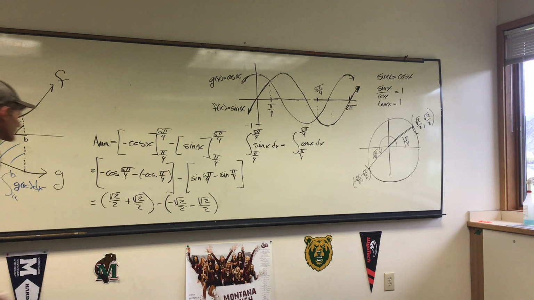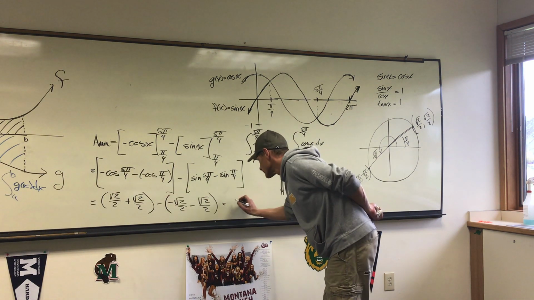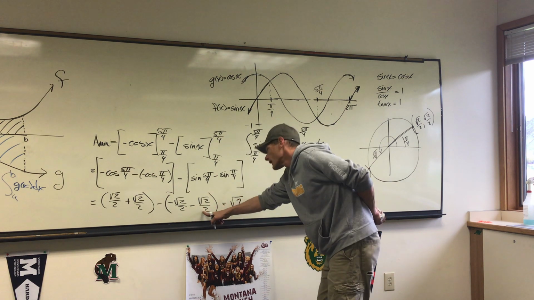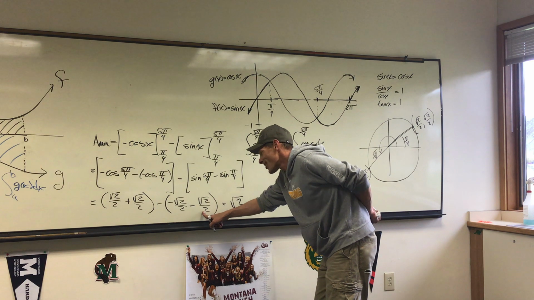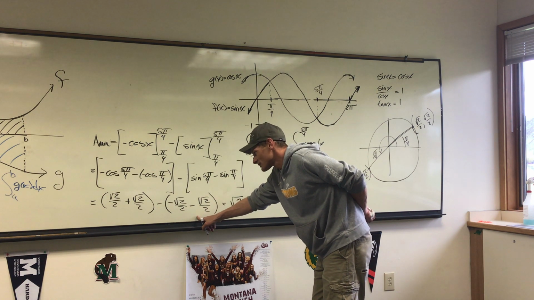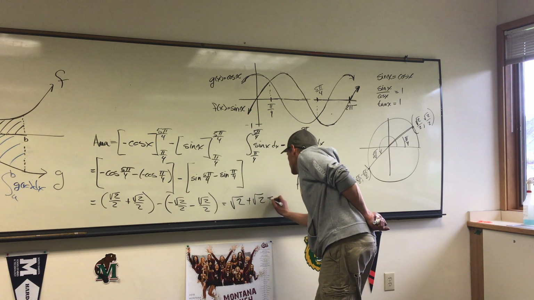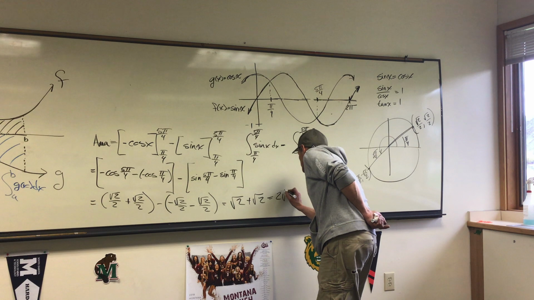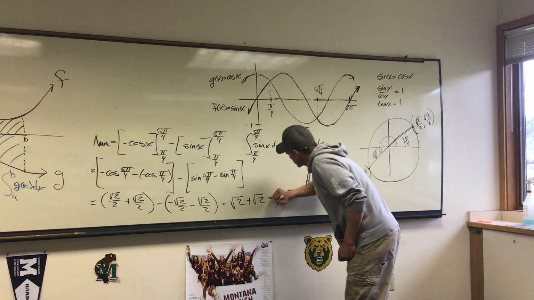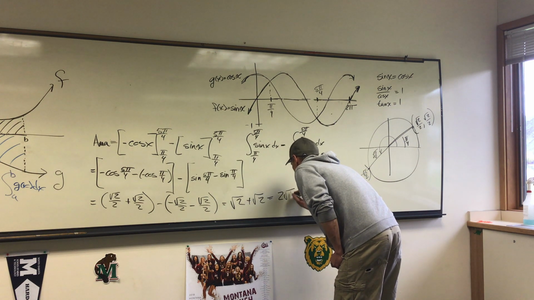Oh goodness, look what we have here. Square root of 2 over 2 plus square root of 2 over 2 is square root of 2. Minus square root of 2 over 2 minus square root of 2 over 2 is negative square root of 2, but it's minus and minus, so plus square root of 2, or 2 square roots of 2. There you go. That is the area between the sine and the cosine curve: 2 square roots of 2.